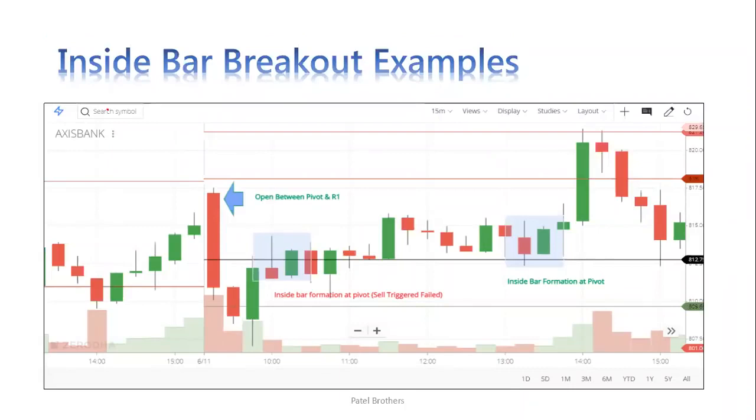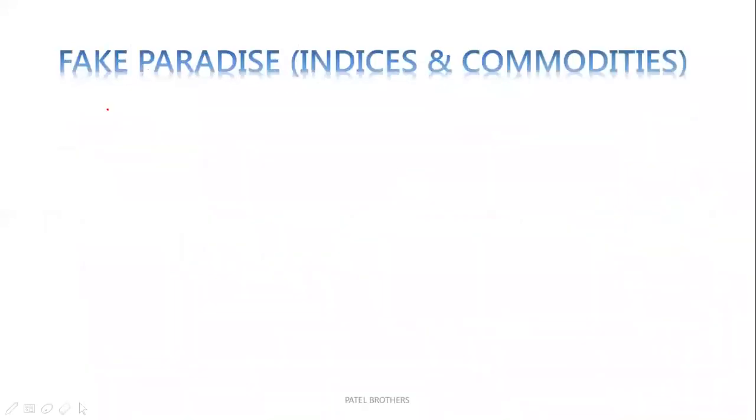Now moving to the last strategy, which is Fake Paradise. This strategy is only for the index and commodities, so don't try it in stocks. If you are trying it in stocks, then use the daily time frame. Don't try it below daily. So Fake Paradise: index and commodities.